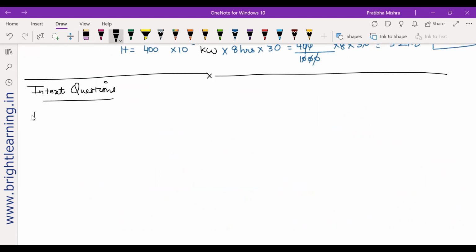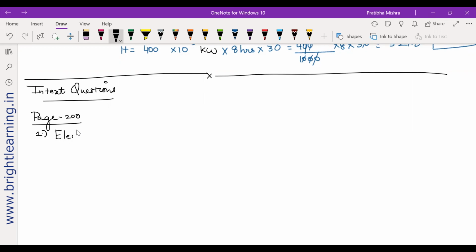So the first one is on page 200. What is the first question on page number 200? I'll just read the question out. It says, what does an electric circuit mean? How do you answer these questions? So what is an electric circuit?